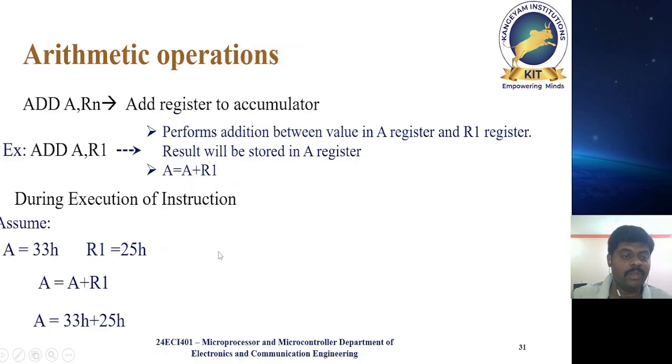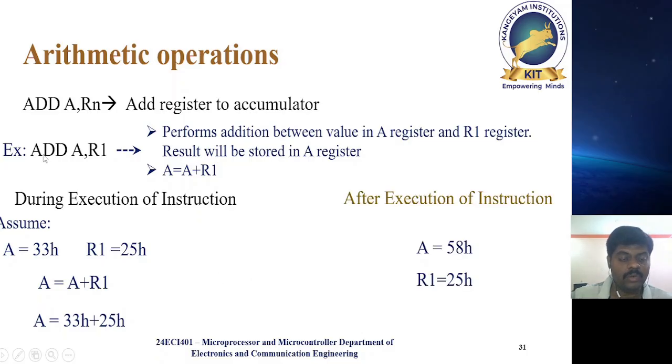Okay. So a simple example: assume A equal to 33, R1 equal to 25. The instruction will be doing A plus R1, so that means 33 plus 25. After executing this instruction, A will have the result of these two added, and R1 will have the same value. Okay, so A will be overwritten. So this is what happens with this instruction.